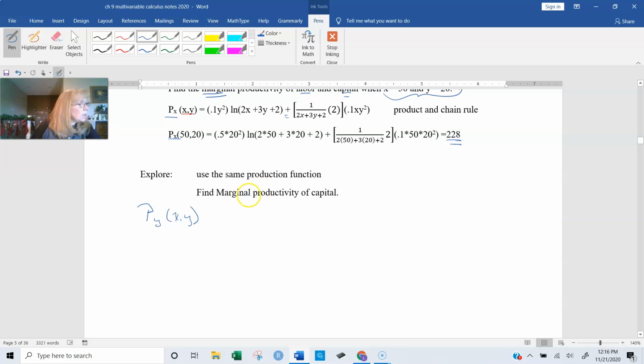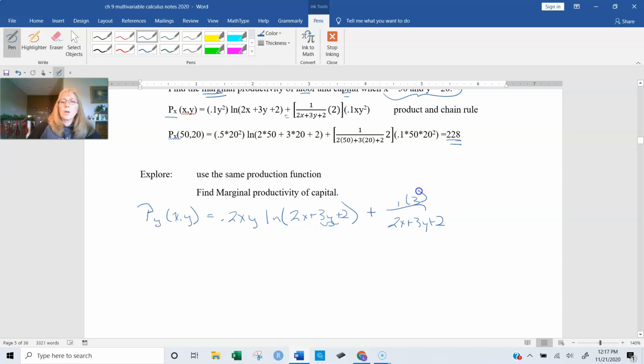Now look how it's grouped. So the first one, we're going to take the derivative with respect to y. So that's 0.2xy, because the y doesn't go away because it was squared, times the natural log, so we're still doing the product rule. 2x plus 3y plus 2. Okay, now we're adding the derivative of the second, the derivative of the natural log, which is 1 over 2x plus 3y plus 2, all times the derivative of the 3y, which is just 3.